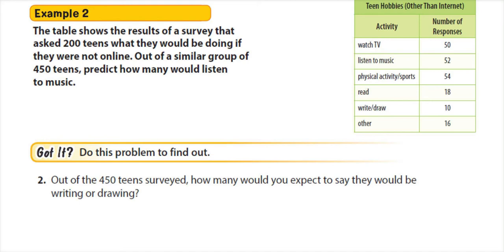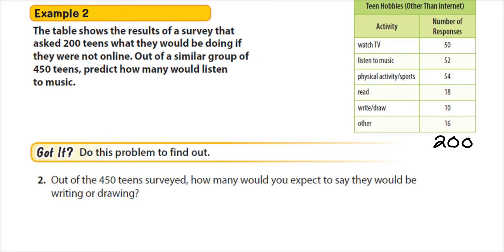All right, so first let's figure out how many people were actually involved here. So we have 50 plus 52 plus 54 plus 18 plus 10 plus 16. Oh, it's 200. Well, shoot, they already told me. Duh. Okay. I guess it helped if I read the directions. Okay, never mind. They added up for us. It was 200. All right, so for this one, we have to figure out what they would be doing if they're not online, and then how many would actually be listening to music.